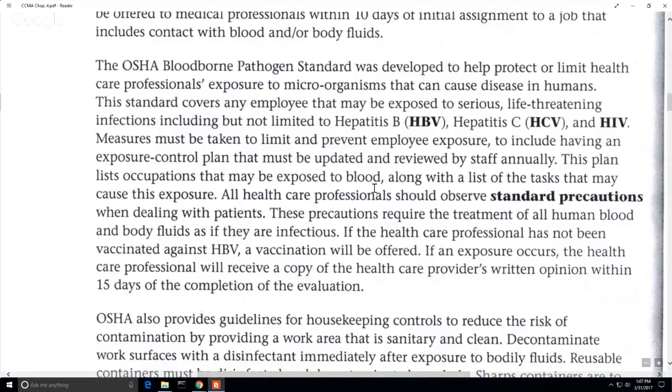Now, if the healthcare professional has not been vaccinated against HPV, a vaccination will be offered. And if an exposure occurs, the healthcare professional will receive a copy of the healthcare provider's written opinion within 15 days of the completion of the evaluation.